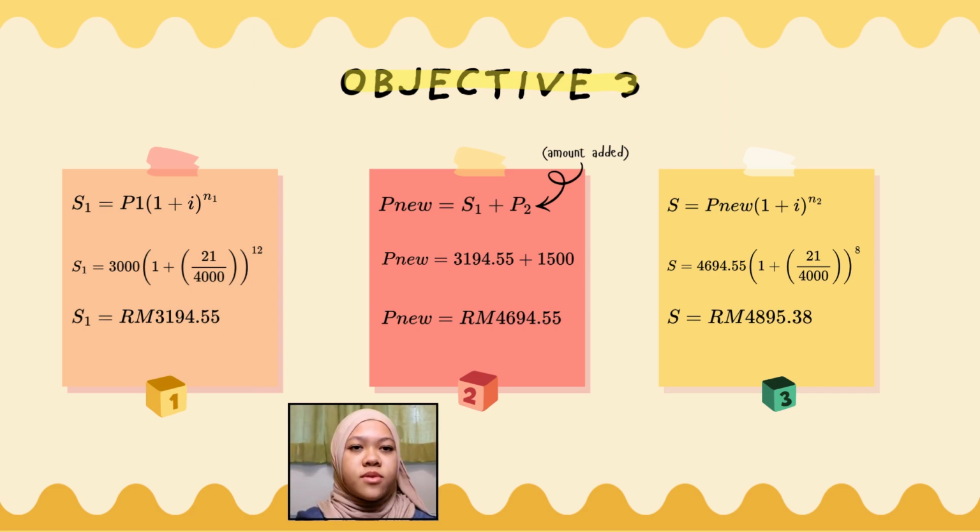Step 2 is using the formula P new equals S1 plus P2. P2 is the amount added, and then we will get RM4,694.55. And the formula for step 3 is S equals P new(1 plus i) to the power of N2. And as usual, put the information into the formula and we will get RM4,895.38.